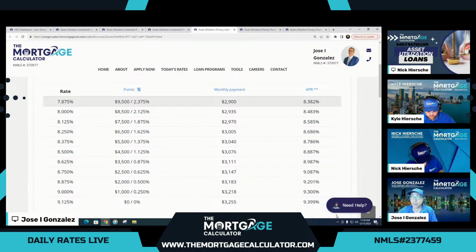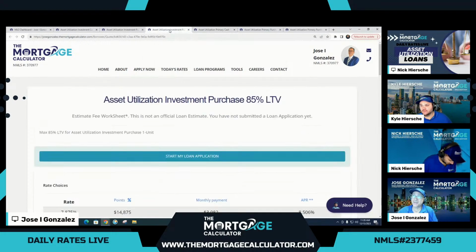9.125 is at par, and our lowest rate option is 7.875 for a loan where you're just providing your investment account statements to qualify for income. So now we have investment options.